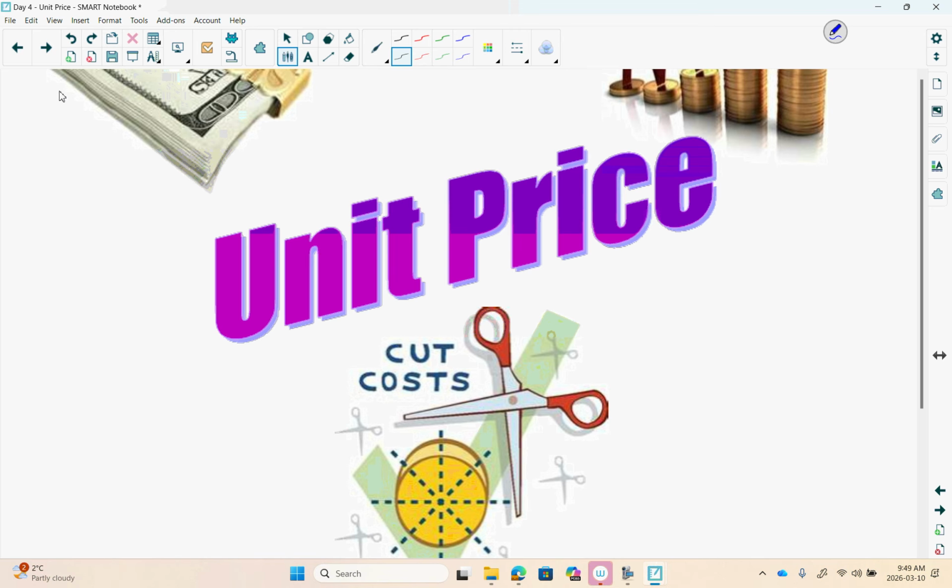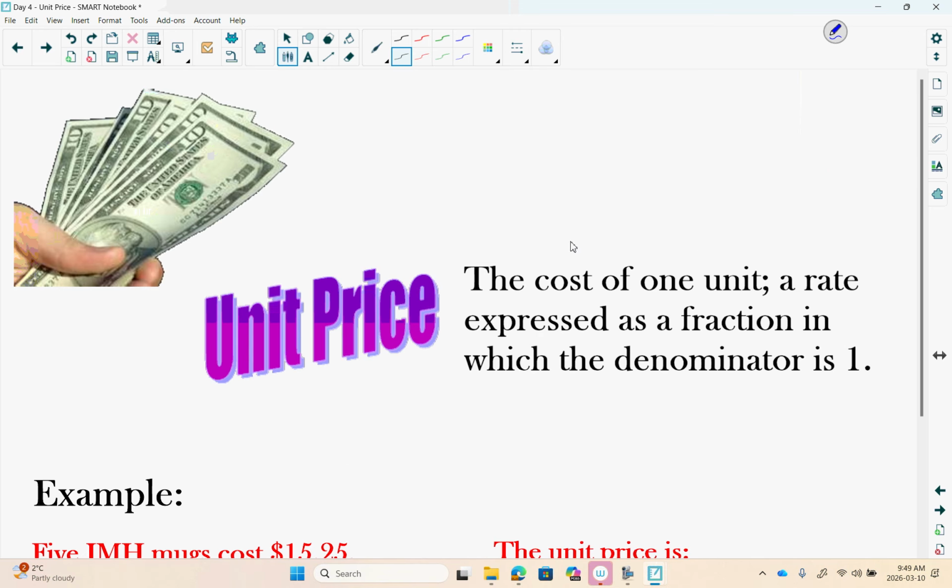Even though you might have to pay a little bit more money up front. Okay, what is the unit price? It's the cost of one unit, and it's a rate because the units are different. It's usually dollars over units. Could be per pen or per mug or per shirt or per pound, per gram. And it's expressed as a fraction in which the denominator is 1.